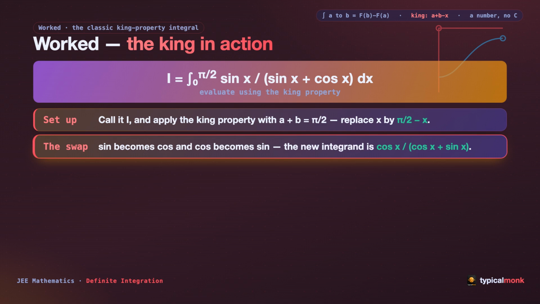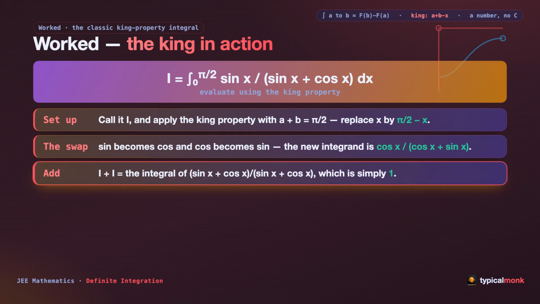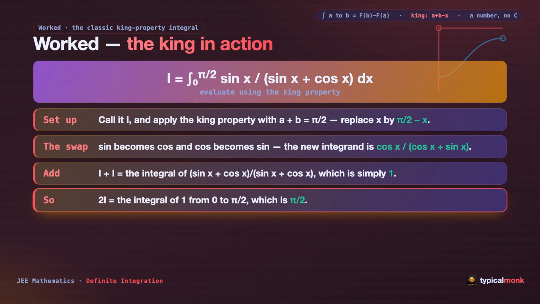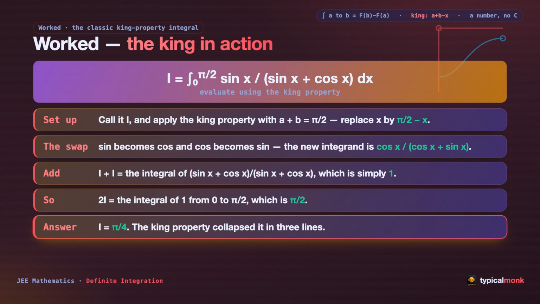Now swap. Sine becomes cosine and cosine becomes sine. The new integrand is cosine x over cosine x plus sine x. Add: I plus I equals the integral of sine x plus cosine x over sine x plus cosine x, which is simply 1. So 2I equals the integral of 1 from 0 to pi by 2, which is pi by 2. Answer: I equals pi by 4. The king property collapsed it in 3 lines.